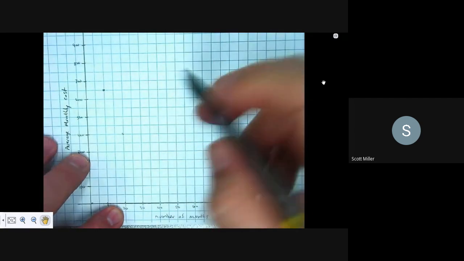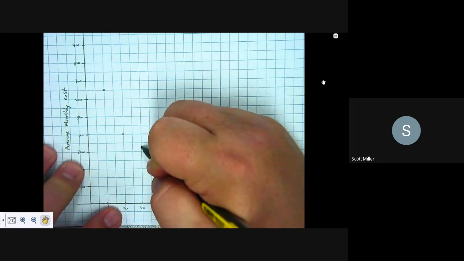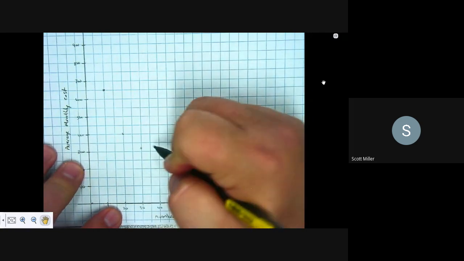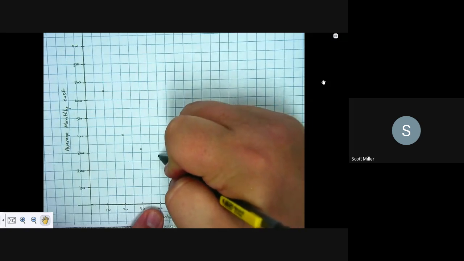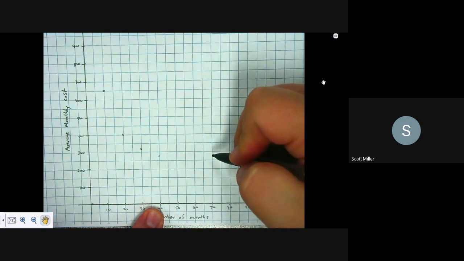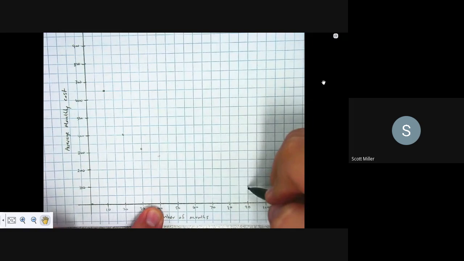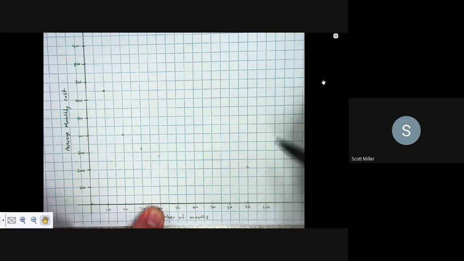And at 30, we're at 316, so that's about here. At 40 is 274, which is about there. And at 90, so we have a wide range out here that makes it a little bit easier to draw a nice smooth curve. We're at 205, which is just above the 200 there.